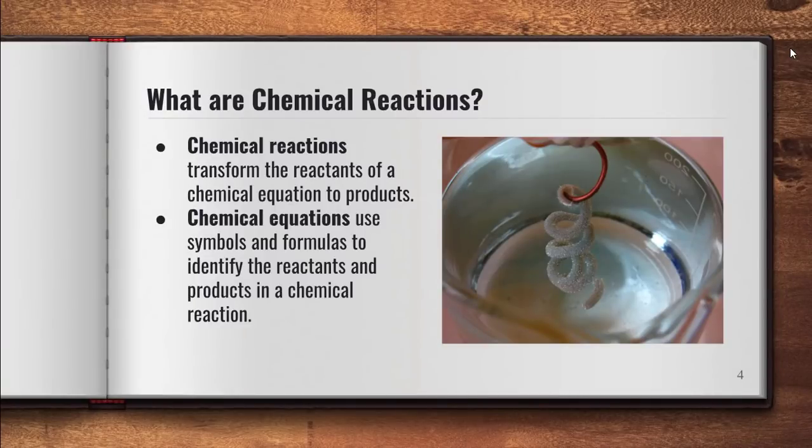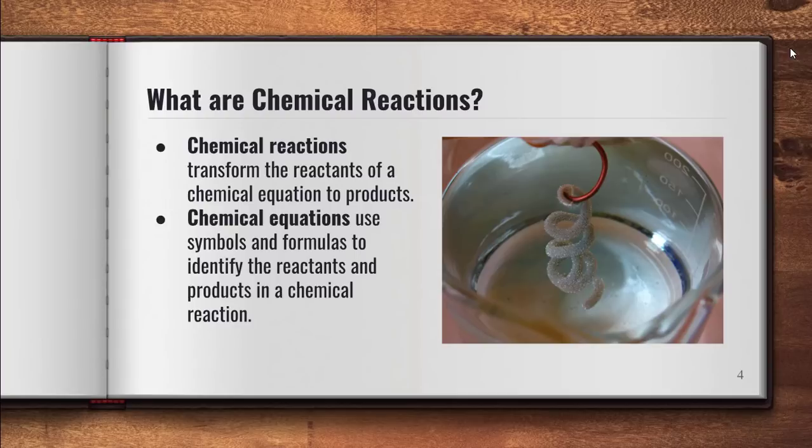So a little bit about what are chemical reactions. Well, chemical reactions are the process where we transform the reactants of a chemical equation to the products. Keep in mind that the reactants are what you start with and the products are what you end with. Now, chemical equations use a variety of different symbols and formulas to identify reactants and products within a chemical reaction.